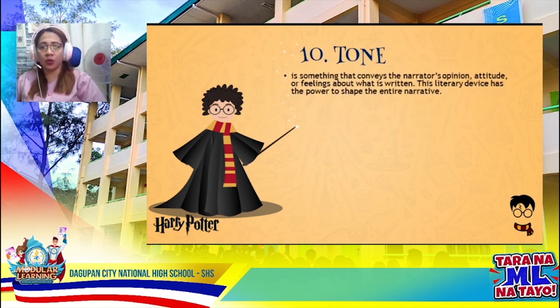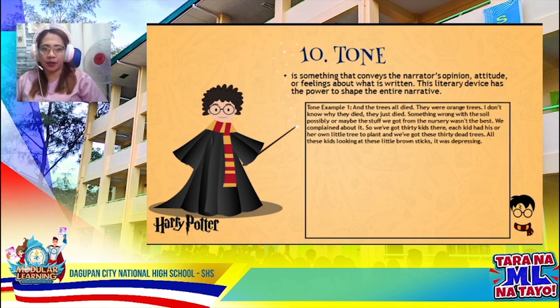Next is tone. When we say tone, this is something that conveys the narrator's opinions, attitude, or feeling about what is written. So the literary device has the power to shape the entire narrative.